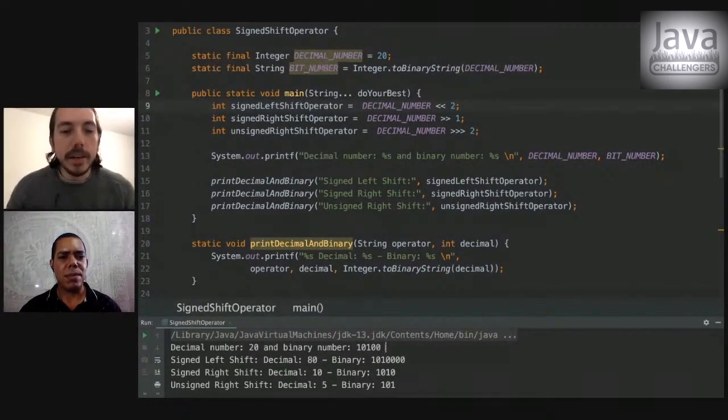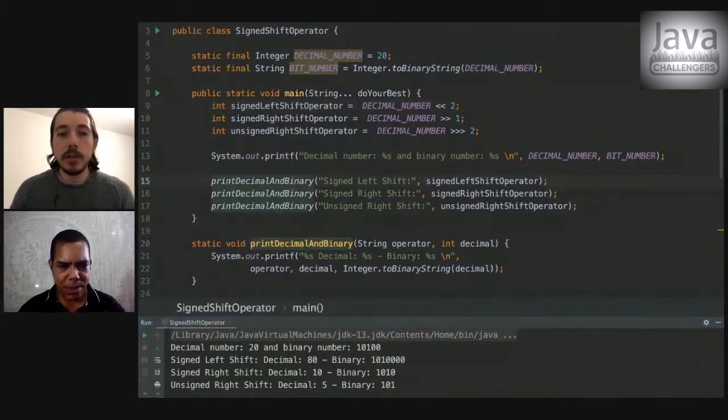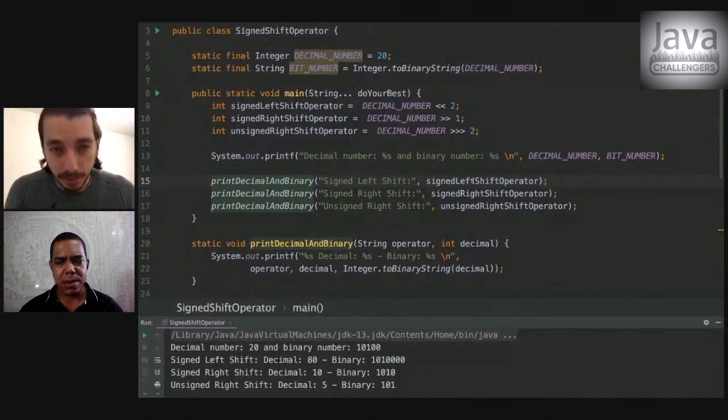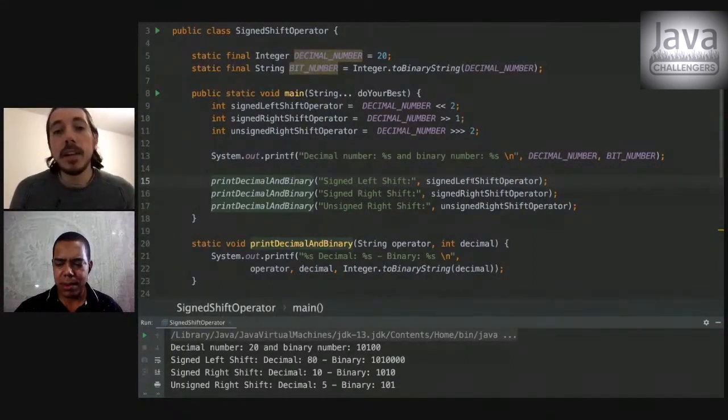As you can see in the output, we have the decimal number 20, and the same decimal number 20 represented as the binary number 10100. In the first line here, we're going to use the left shift operator. What the left shift operator does is basically shift the binary digits to the left. So what's going to happen?